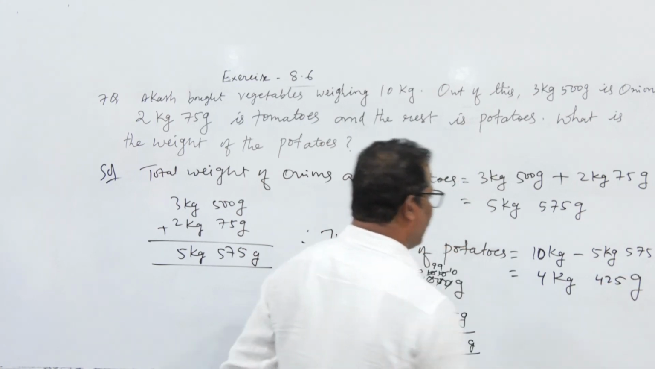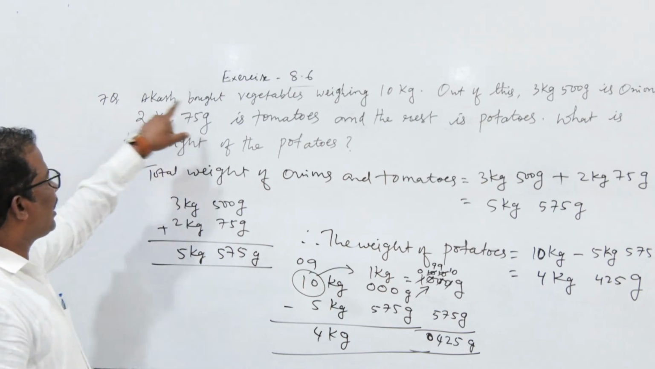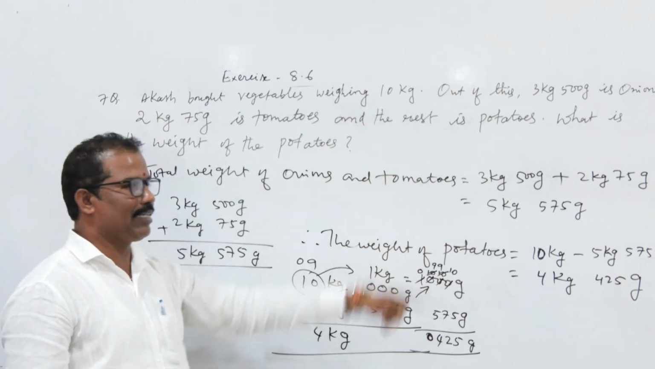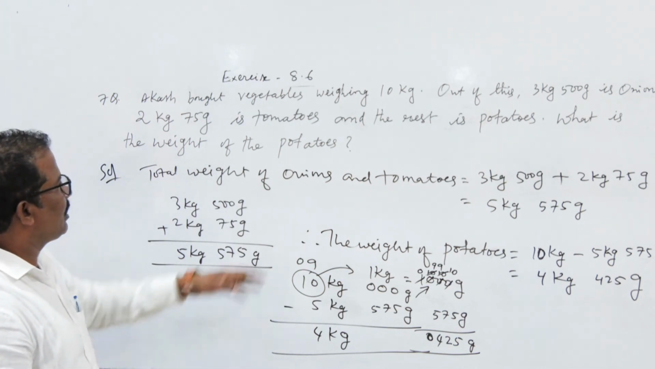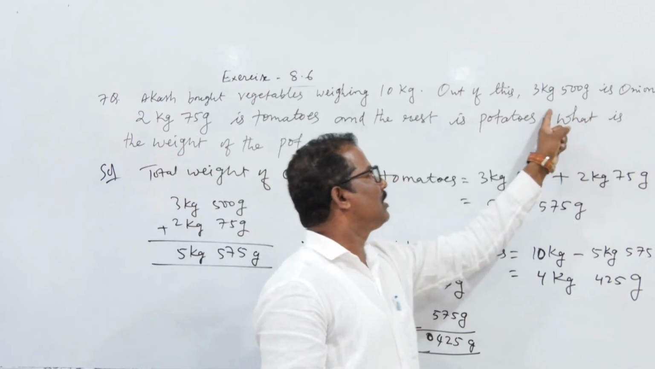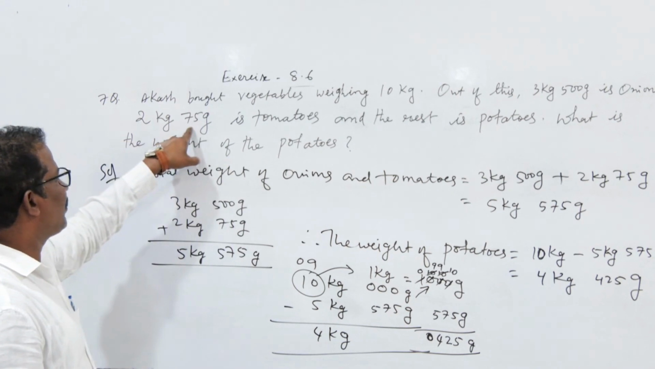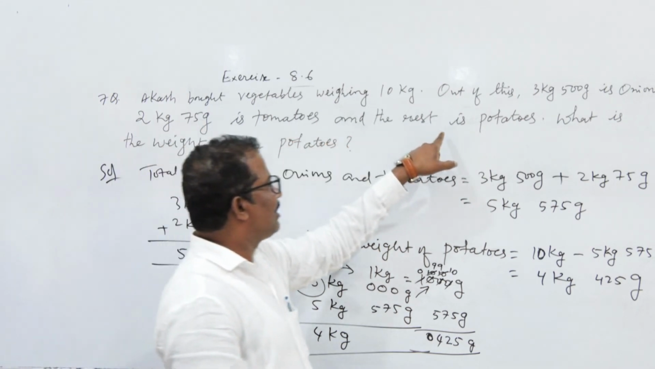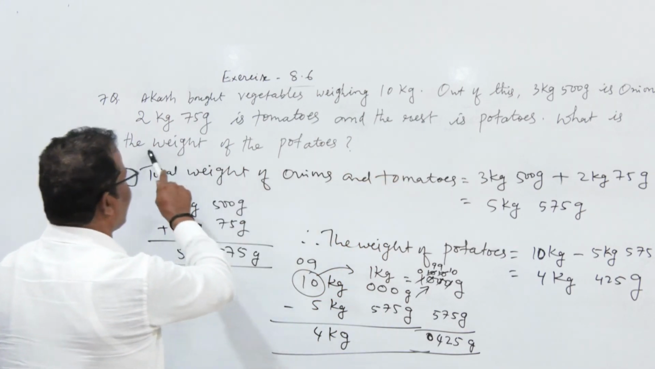See, once again I am going to explain this question. The question is, Akash bought vegetables weighing 10 kg. Total weight of the vegetables he bought is 10 kg. Out of this 10 kg, the weight of the onion is 3 kg 500 gram and the weight of the tomatoes is 2 kg 75 gram. And the rest is the weight of potatoes. What is that? We don't know. The question is, what is the weight of the potatoes?